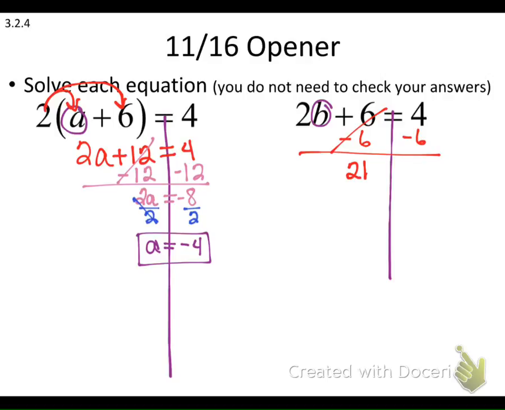So on my left side, I bring down my 2b. On my right side, what's 4 minus 6? Negative 2. All right, Nick. Now what do I do? How do I get the b by itself? So on my left side, I can bring down my b. And then, Nick, what's negative 2 divided by 2? Good. b equals negative 1. How do we do on that one? Good.